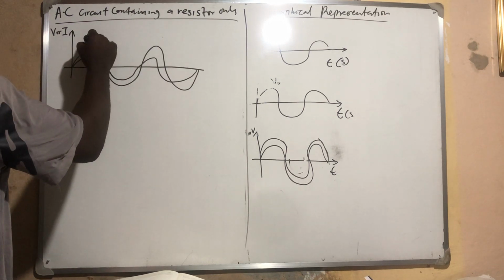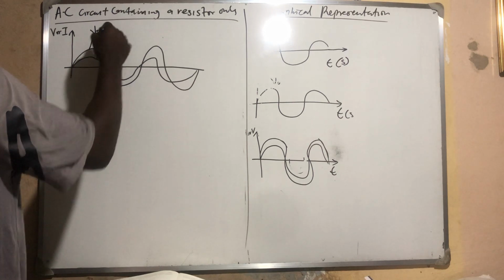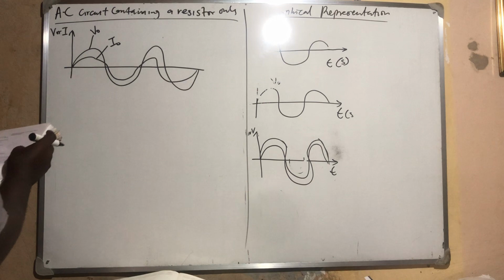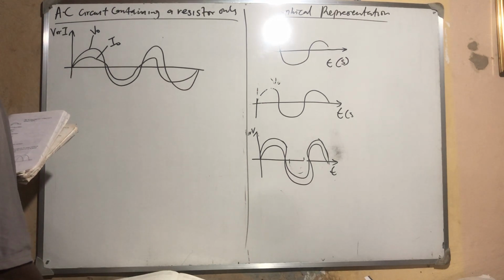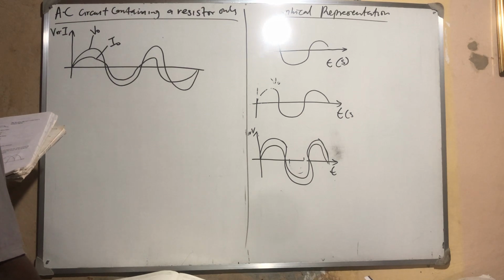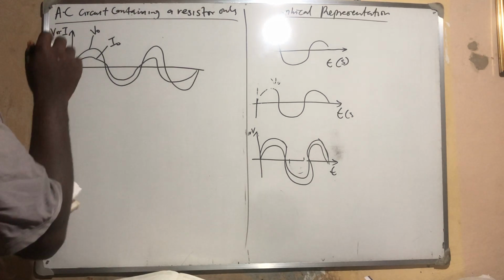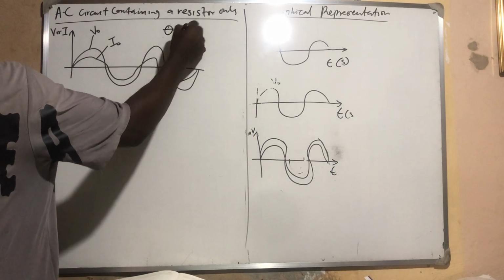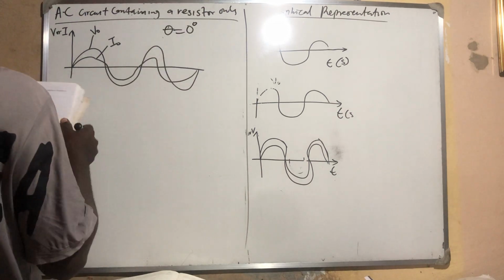So, I have the highest point here, V0, and the highest point here, I0. Note, the phase angle here is 0, since none is leading and none is lagging. Whenever we have only a resistor, the phase angle is 0. So at this point, my theta is 0, since none is leading and none is lagging.